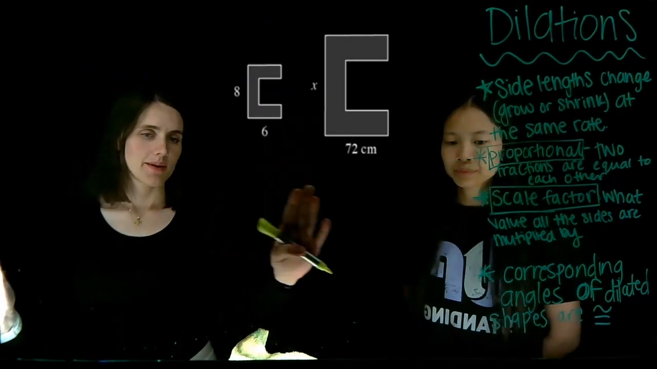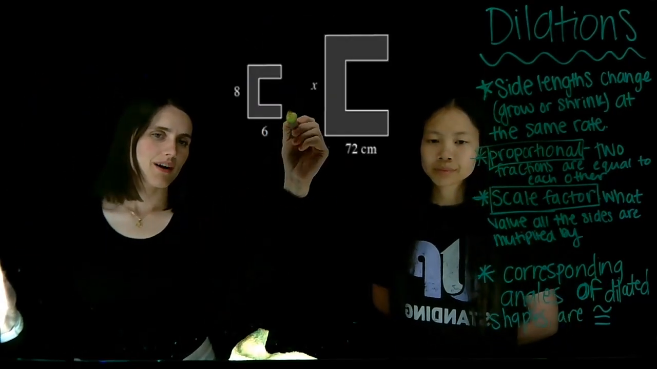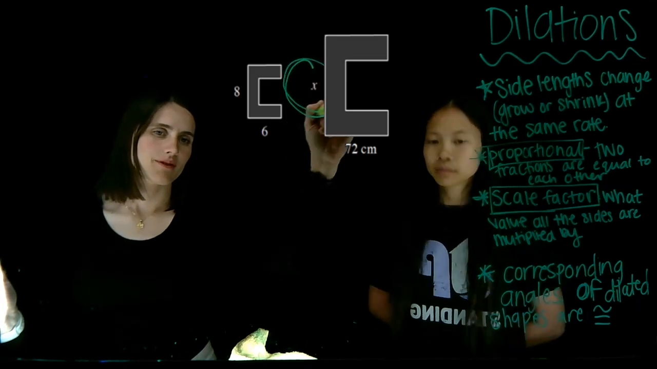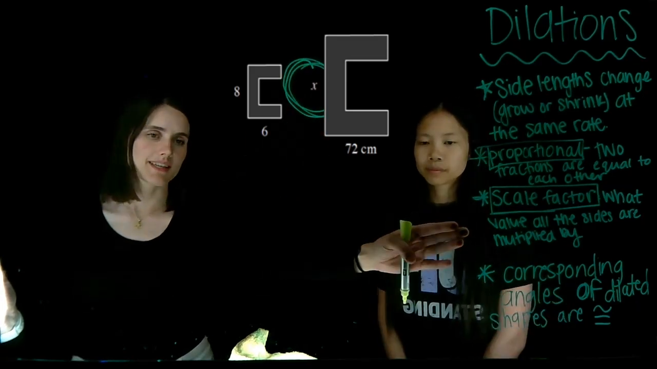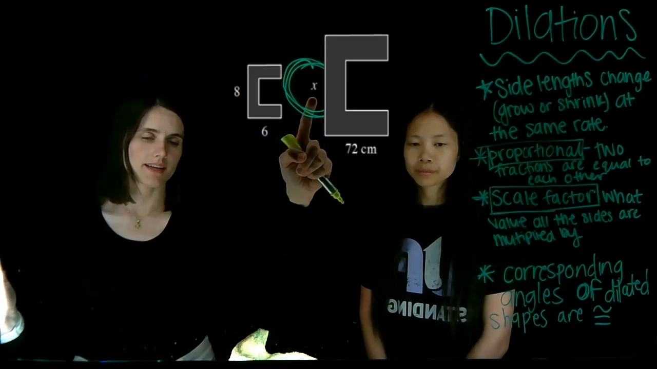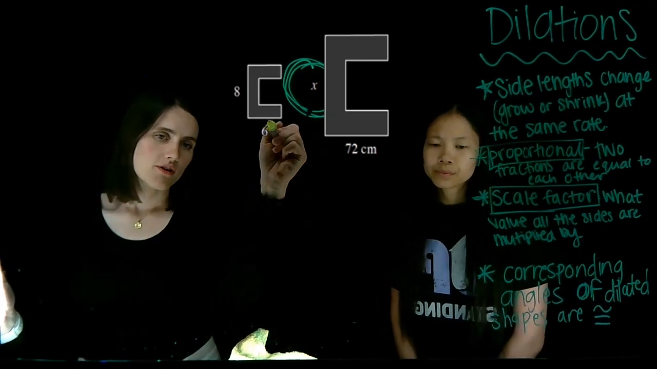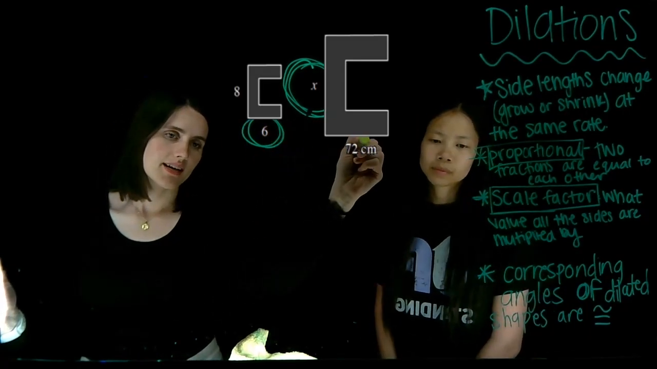Let's look at these shapes right here and see if we can figure out what this side length is. This is labeled as X, and so we want to see if we can use the idea of scale factor to figure out what this missing side is. So let's look at what we do know. We do know that this side length is 6 and this side length is 72.